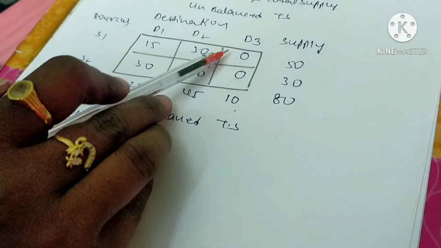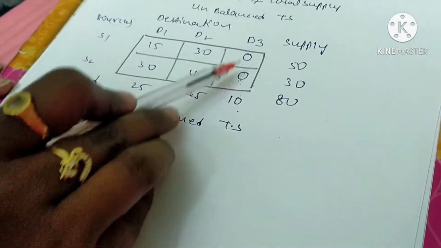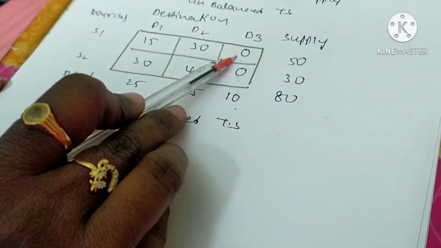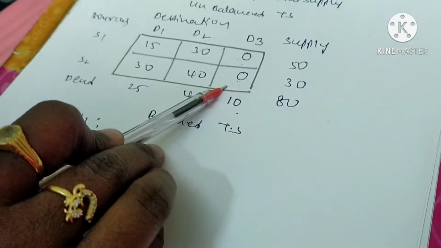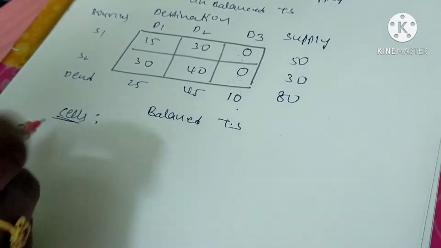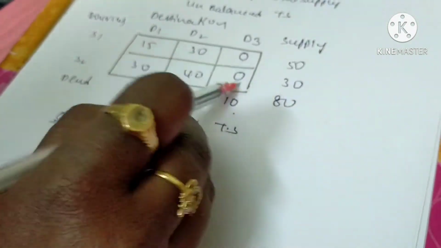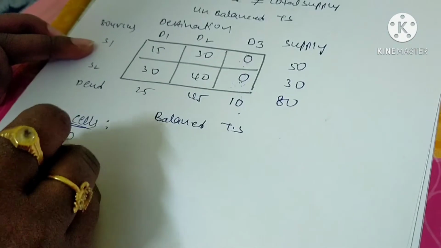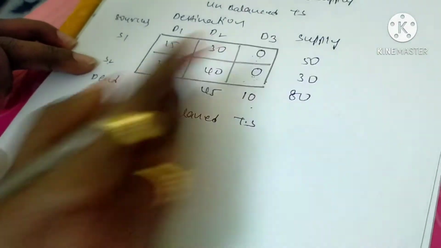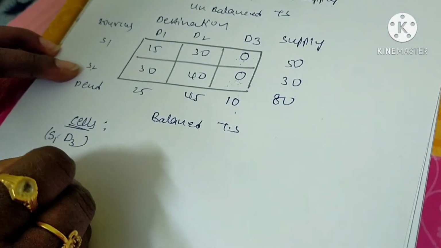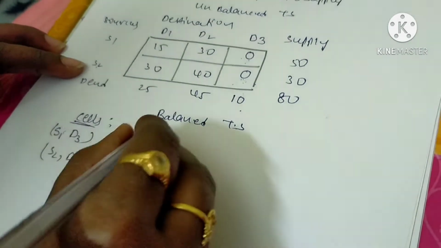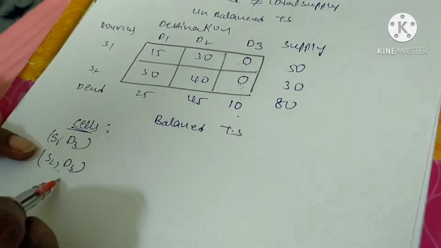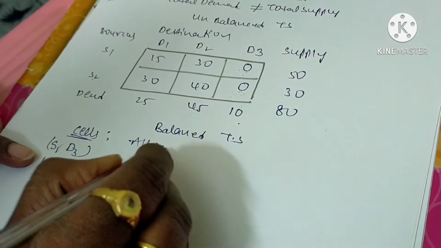You have to select the least number, but here we have two zeros. 0 is the least number in the given transportation problem, but we have two zeros and don't know which to select. Just write where we have the least number: at S1 D3 and S2 D3 we have the least numbers. After writing the place of the least number, next write the allocations.